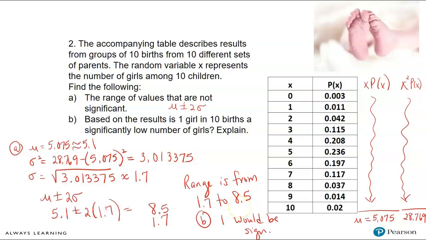So in part B, it says based on the results, is 1 girl among 10 births a significantly low number of girls? So because it's outside of this interval from 1.7 to 8.5, it would be considered a significantly low number of girls.